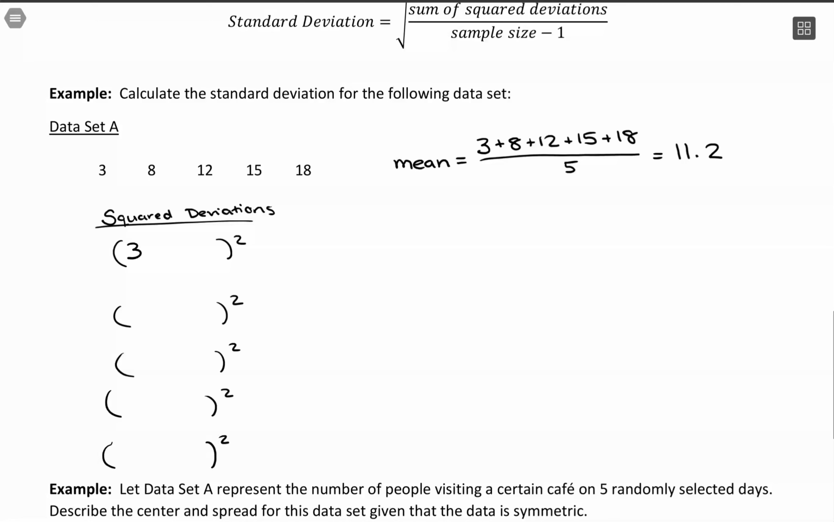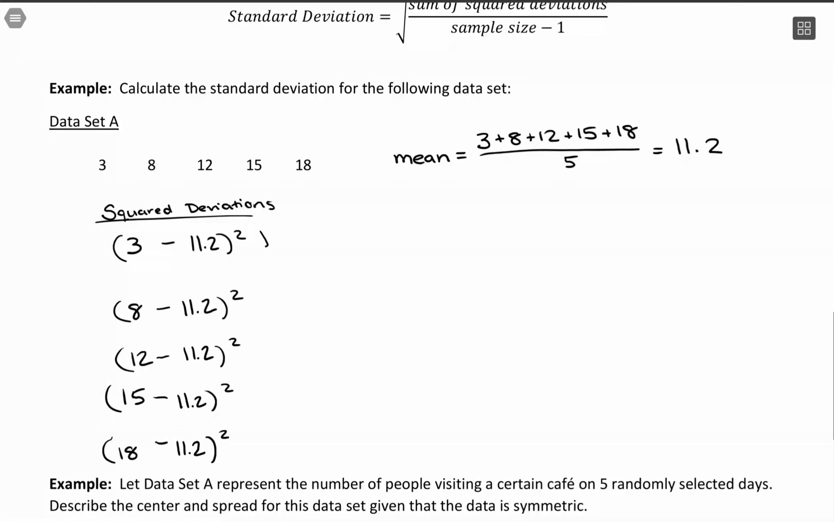And I'm going to take each data value, 3, 8, 12, 15, 18, and then I'm going to subtract the mean for each of them. So with that, you can kind of see the structure for your square deviations. And what I want to do is add those up. If I do that, that'll give me the numerator for my calculation.